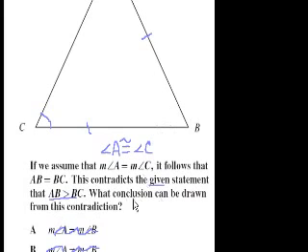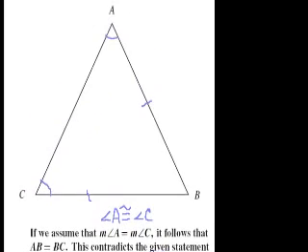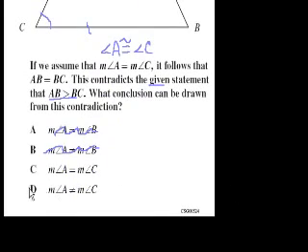What conclusion can be drawn from this contradiction? When we made the assumption that the measure of angle A is equal to the measure of angle C, it followed that these two sides are equal, which contradicted the given statement. Therefore, we know that the measures of these two angles cannot be equal to each other, because if they were, we would contradict the given assumption. So we know from the contradiction that the measure of angle A cannot equal the measure of angle C. We can't make that assumption because it leads to a contradiction. So the correct answer is D. All right. I'll see you in the next video.